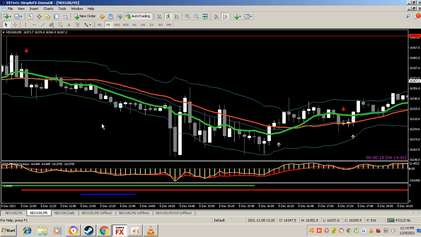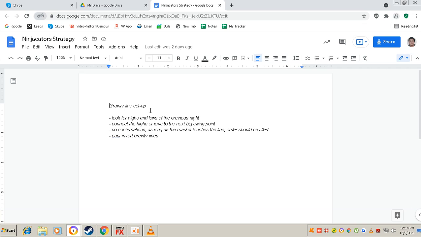So right now I'm gonna show you how to set up the first video for the gravity line setup. Here are the following things to consider for the gravity line setup. You should look for highs and lows of the previous night, then connect the highs or lows to the next big swing point. On this strategy, there's no need for confirmation as long as the market touches the line. And another important thing is we have to place orders for this strategy.